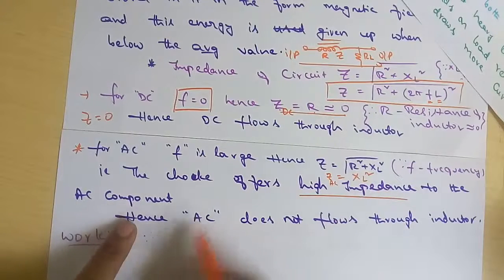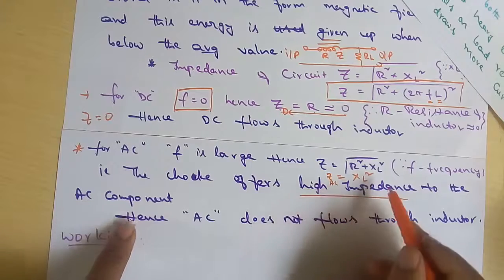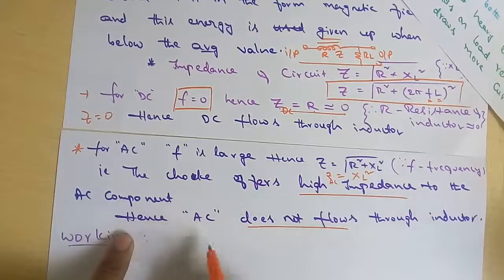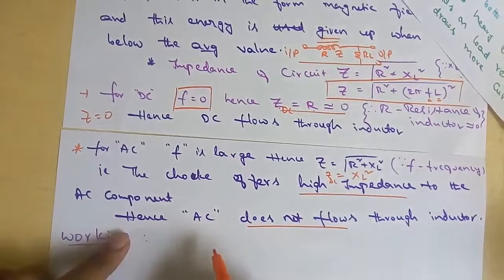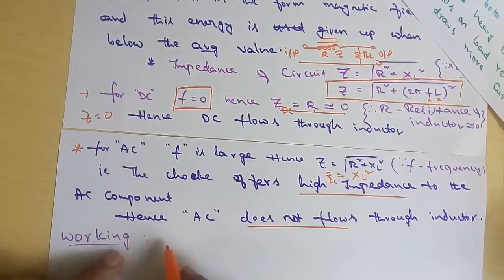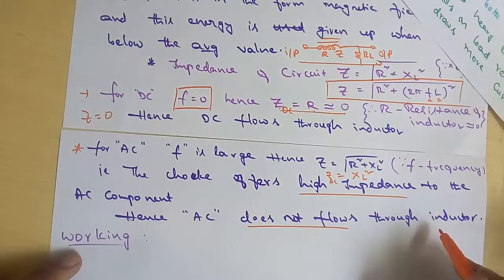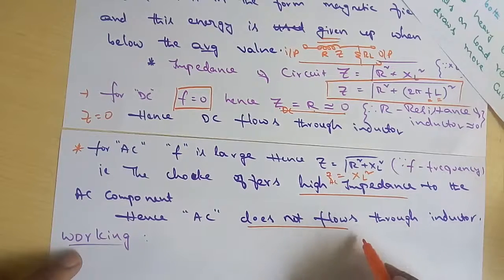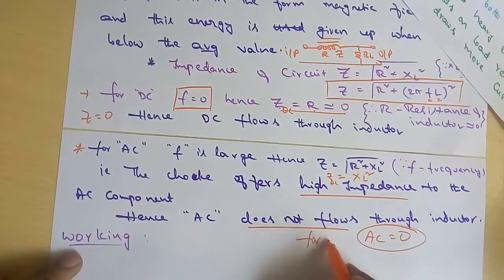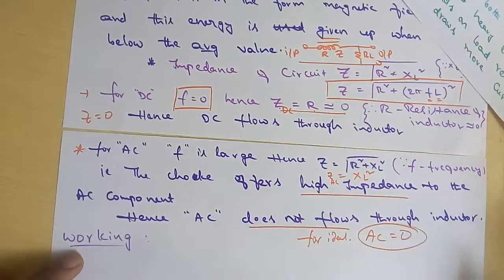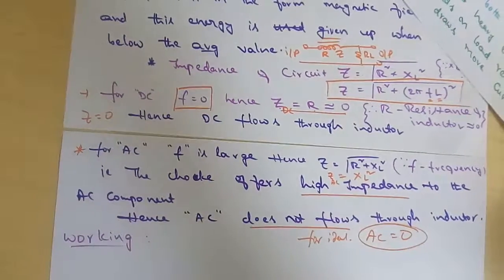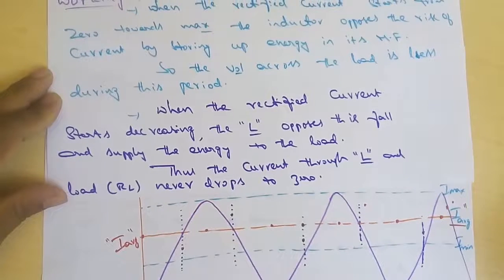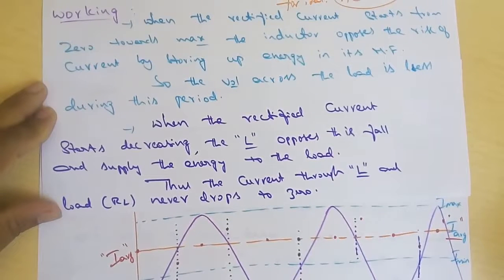So for AC, it is offering a large impedance, which means the AC does not flow; high reactance is offered. Reactance means the opposing force offered by the inductor. That's why it does not allow it. If it is an ideal inductor, then the AC flowing through the inductor becomes 0. For the ideal case, we write I_AC is equal to 0. So this is the principal phenomenon behind the working of the inductor. Okay, listen students. Now we have to discuss the working.